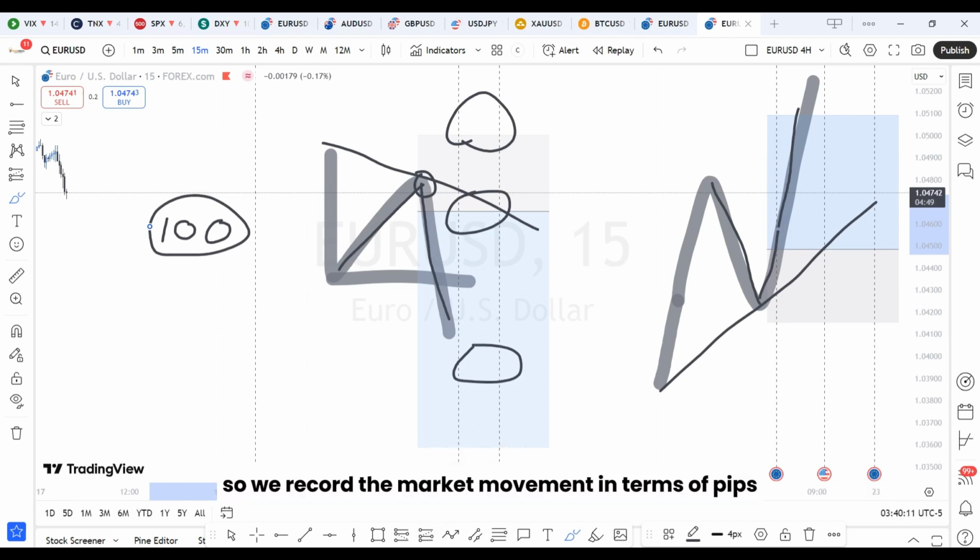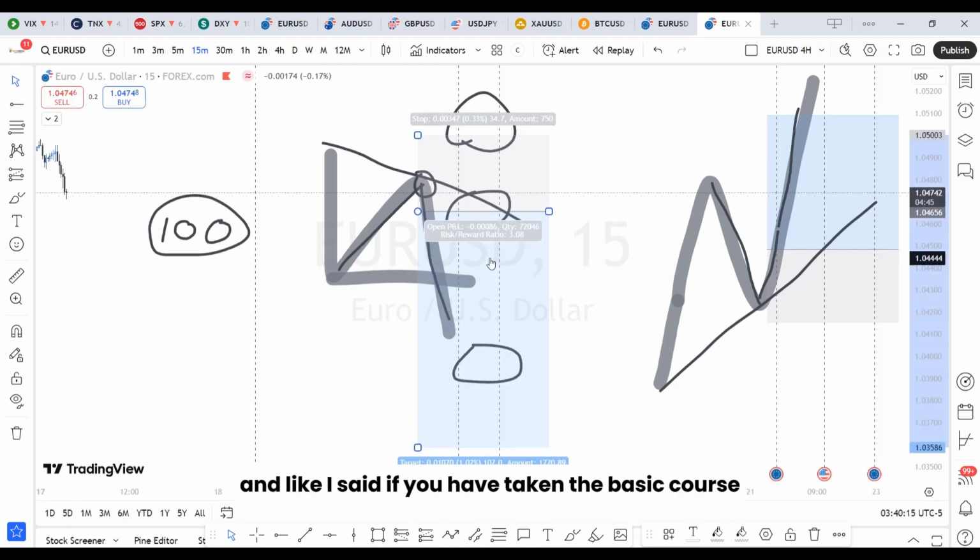So we record the market movement in terms of pips, and like I said, if you have taken the basic course, you should have already known what pips is.